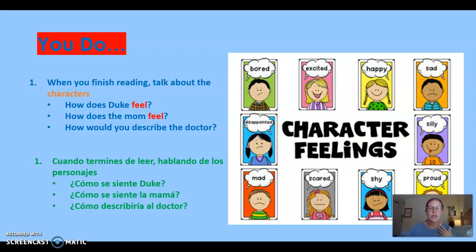And you can think about some other emotions that she might be feeling. Maybe she was scared for Duke. Or maybe she was proud of him but still a little bit worried. So I want you guys to think about how you might feel if you were Duke or Duke's mom.